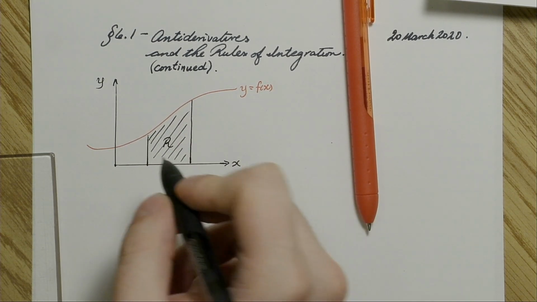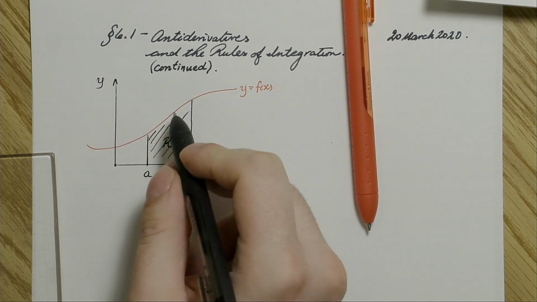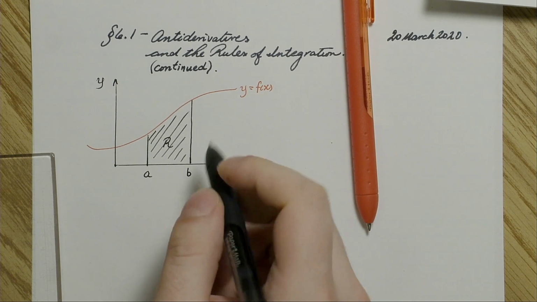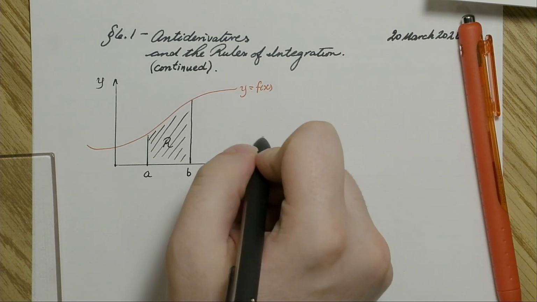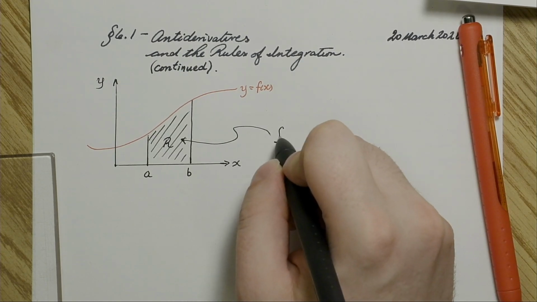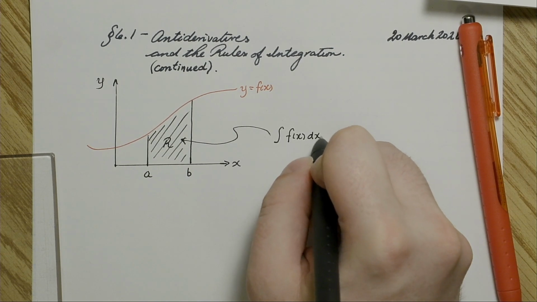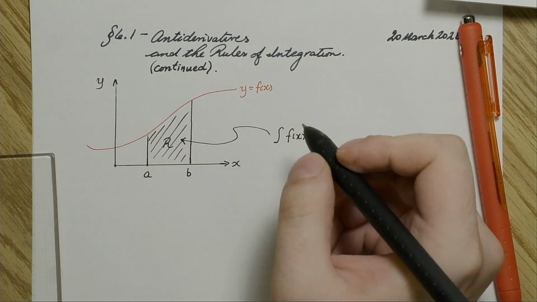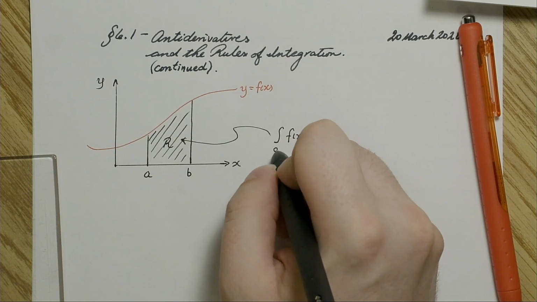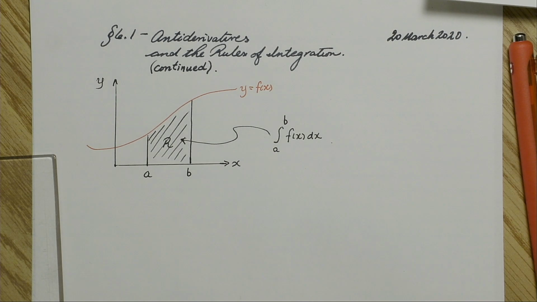So we have a region, and it's usually defined from a to b. And we actually have a mathematical notation to describe that. That's the integral of f of x dx, so it's integrating along that curve from a to b. And from last time, we also had a couple of integrals that we could easily do.